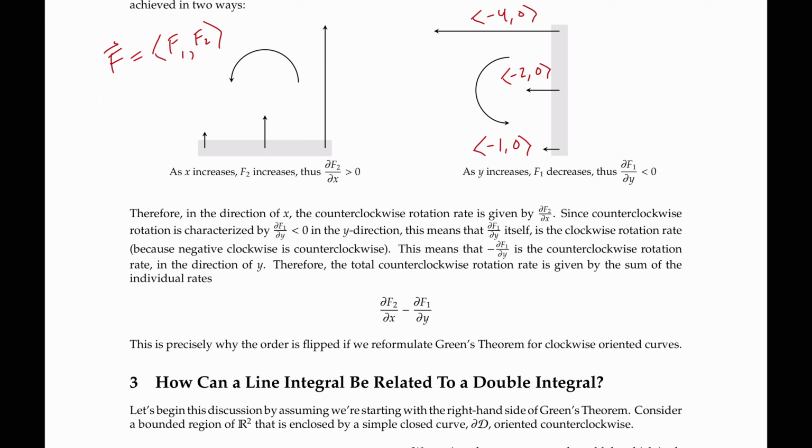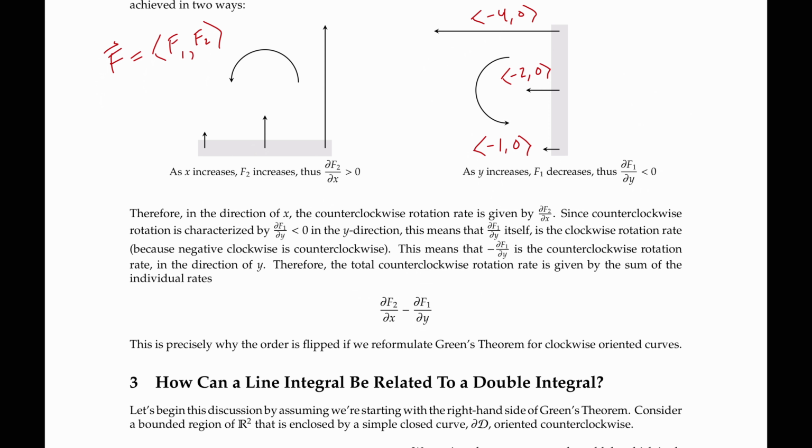They're both rates of change that are describing counterclockwise rotations. This one is the amount contributed by x movement, and this one is the amount contributed by y movement. So together, this is the net rate of counterclockwise rotation. So that is what we are essentially adding up.